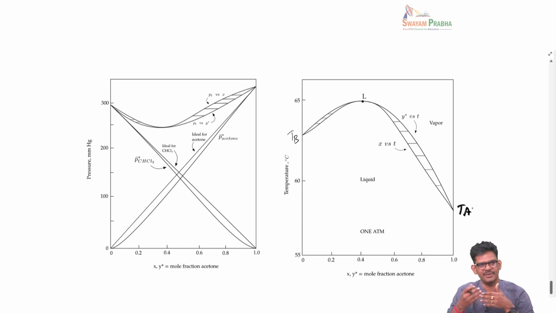In the last example, I showed the boiling happening at a temperature lower than the lowest boiling component, but here the boiling point can be higher than either of them. Okay, so you see this L point, the boiling point, is more than that of TB itself. Okay, this is called a maximum boiling azeotrope.